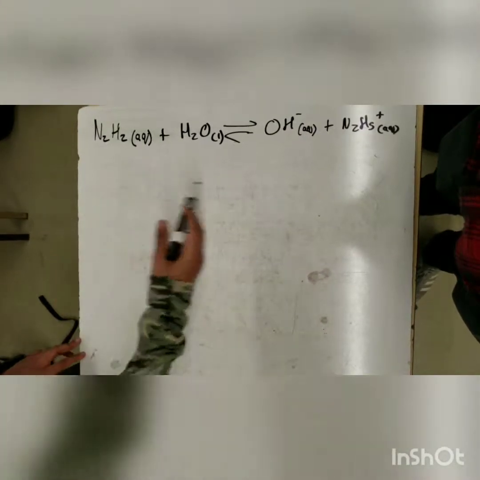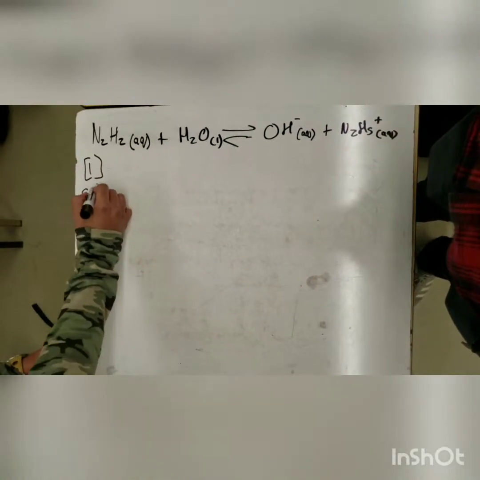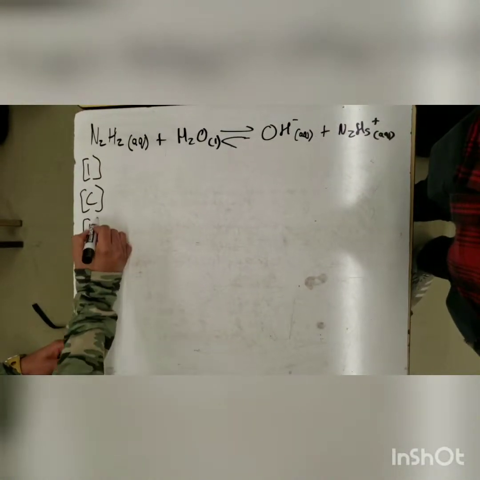Alright, so I'm going to be talking about the sample question from the base dissociation constant. So this is the equation that we're given, and this is hydrazine over here. So we're going to set up the ICE table for it: the I, the C, and the E.